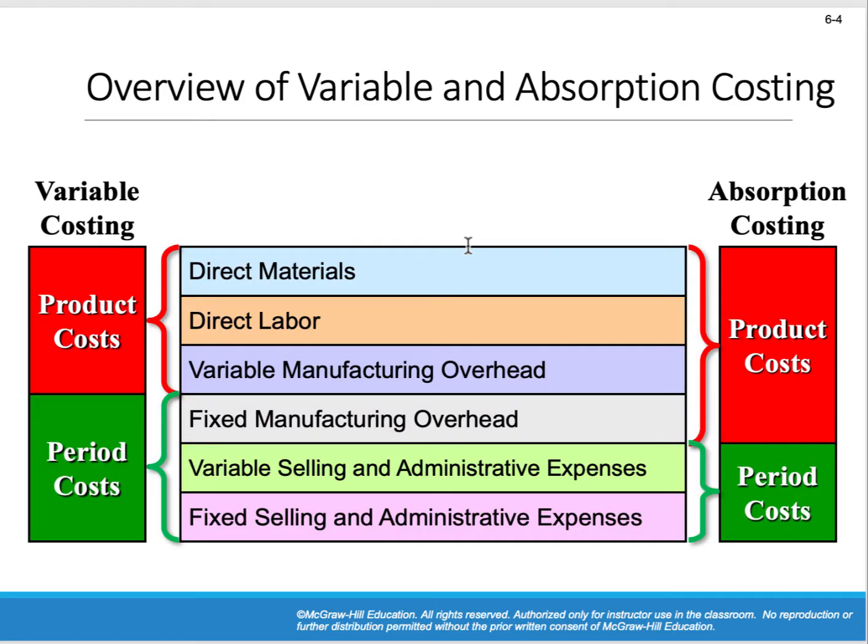So this slide's really, really important. It really explains the difference between the two. If this is still a little confusing, we're going to go through some examples of how we actually calculate product and period costs, and how we calculate the unit product costs under the variable costing method as well as the absorption costing method. So it should become a little clearer, but right off the bat, what's the difference between variable costing and absorption costing? It's how we handle fixed manufacturing overhead.